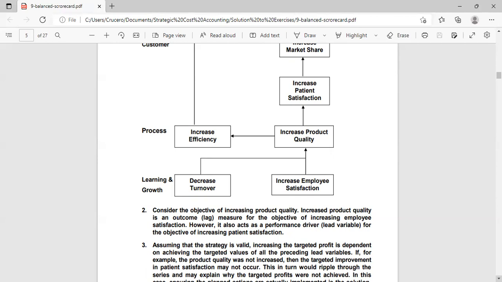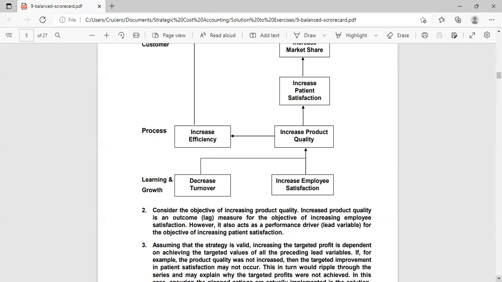And in number 3, what if profits did not increase to the targeted level? Explain how this result could be attributable to either an implementation problem or an invalid strategy. What actions would likely be taken for each case?